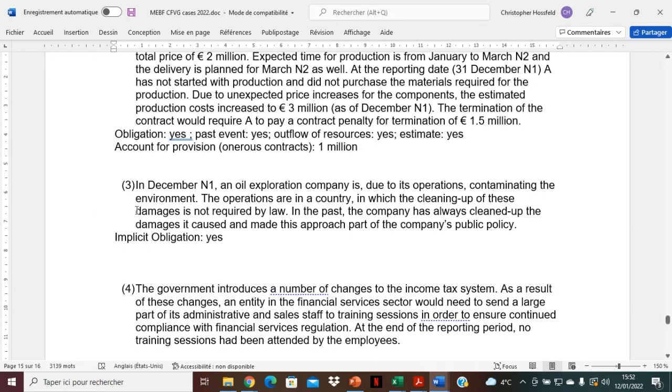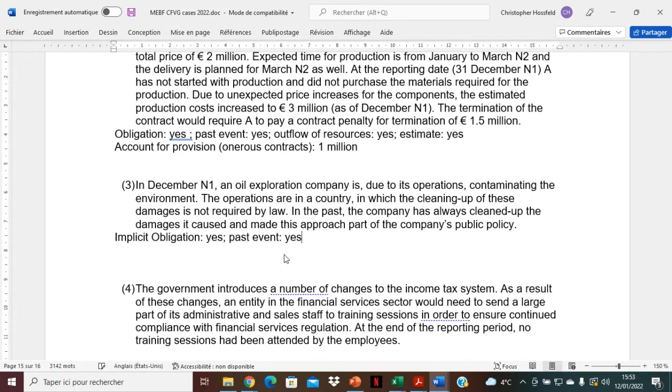What is the implicit obligation? Well, because in the past I have always cleaned up, and I tell so to everyone, in my reports, on the website, in my communication. I'm telling everyone that I'm an environmentally responsible company, and therefore I clean up independently of the law. Well, that creates an expectation. That creates an implicit obligation. And therefore here it would be very hard for the company to not clean up, because that would be against what they have said they would do. And therefore, yes, we do have an obligation.